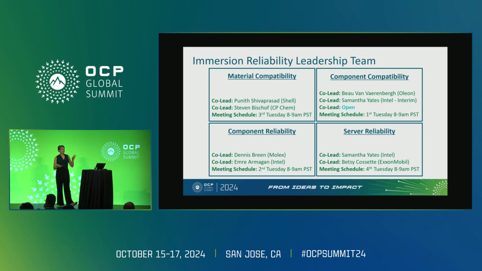Component reliability, Dennis, who you heard from, and Emre, one of my colleagues at Intel, is running component reliability. And server reliability would be led by Betsy and myself. Expect that a couple of these, material compatibility and component compatibility, are ongoing efforts. Component reliability and server reliability will start kicking off towards the end of this year. So expect to see some meetings from the Workstream leads come up November-ish, December-ish.